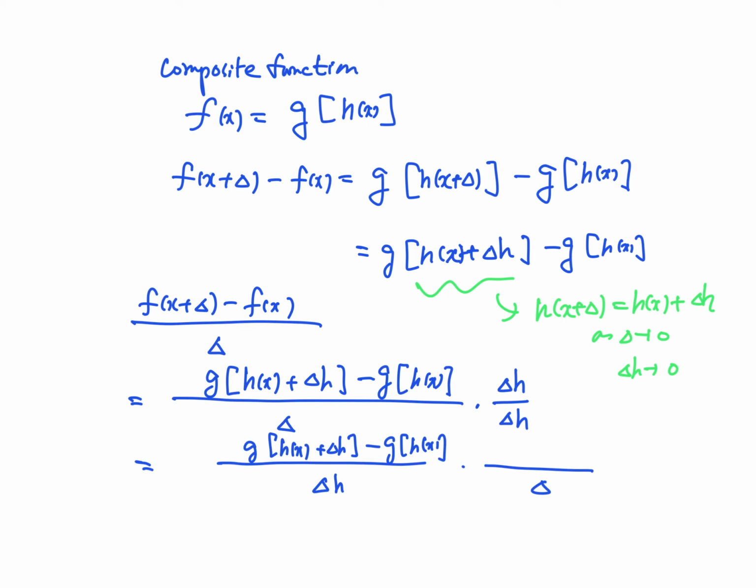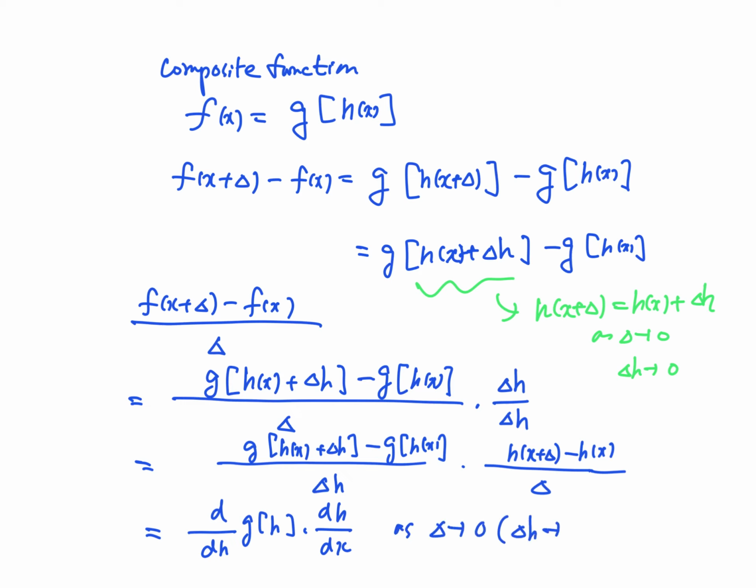Delta h is actually h'(x), right? As delta goes to 0, both delta and delta h go to 0. So this becomes dg/dh times dh/dx, as delta goes to 0 and delta h goes to 0. This is called the chain rule.